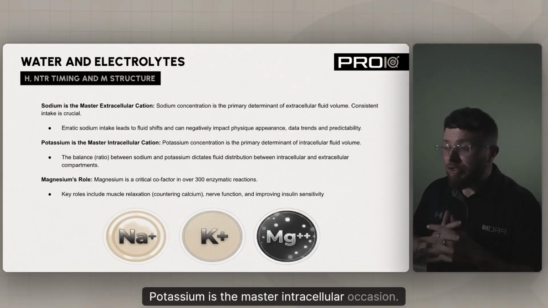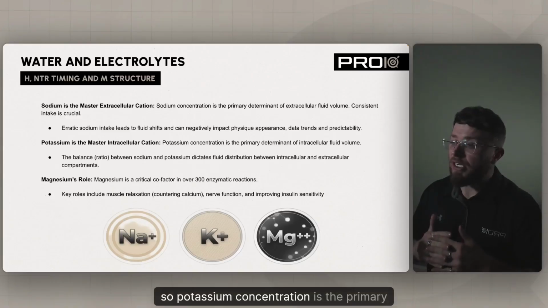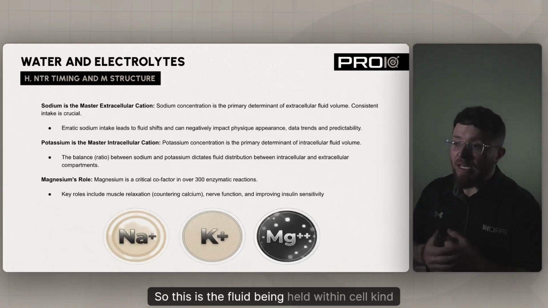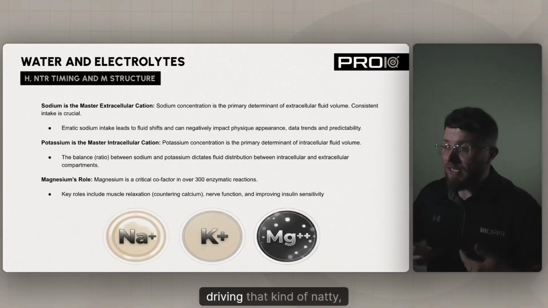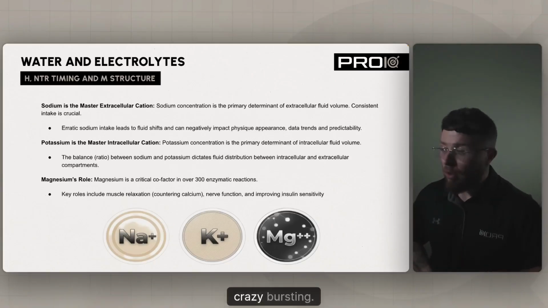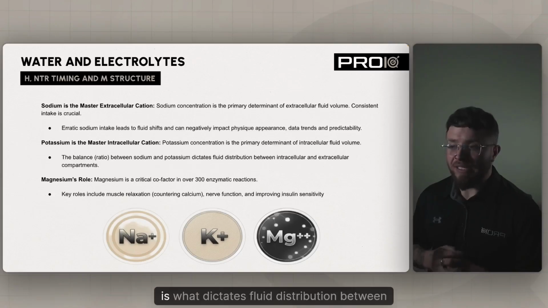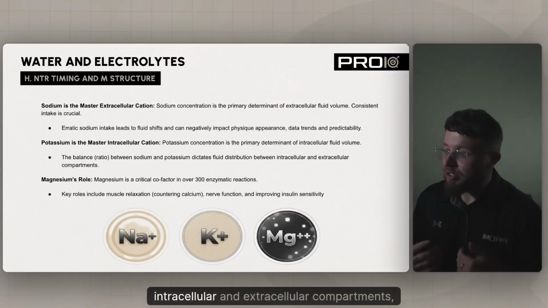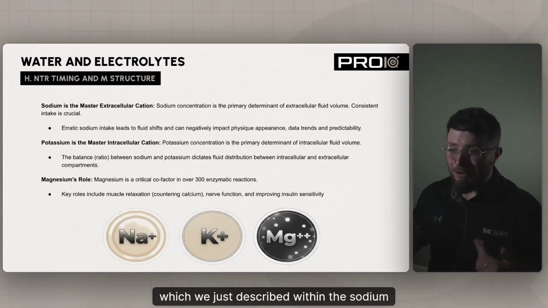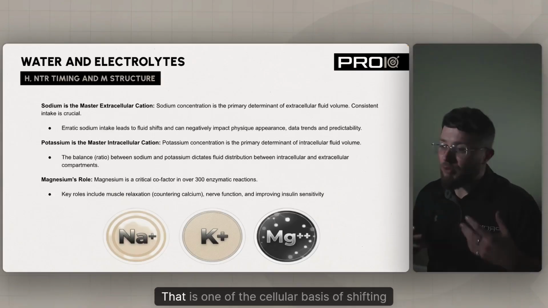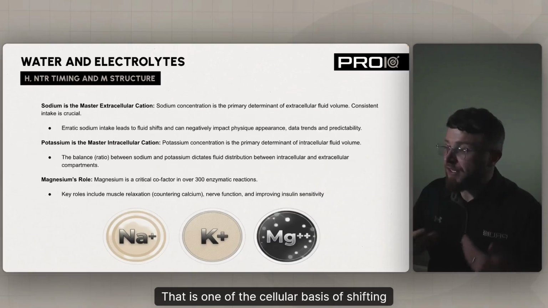Potassium is the master intracellular cation. Okay, so potassium concentration is the primary determinant of intracellular fluid volume. So this is the fluid being held within the cell, kind of driving fullness, driving that kind of gnarly, full, crazy bursting look. The balance, which is obviously just the ratio between sodium and potassium, is what dictates fluid distribution between intracellular and extracellular compartments, which we just described within the sodium-potassium pump. That is holding water. That is clearing water. That is one of the cellular bases of shifting fluid.